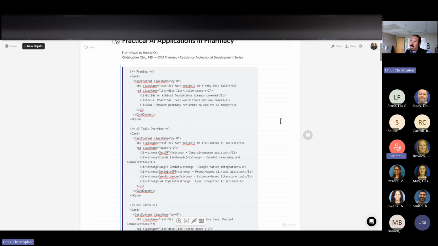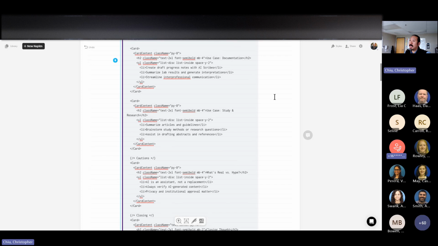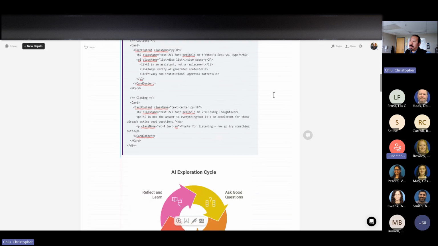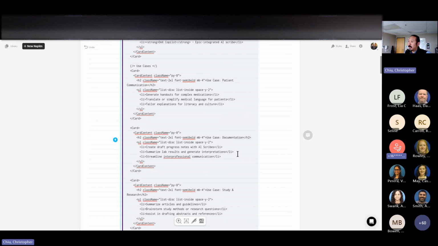I generated a copy of my entire discussion, basically a lot of the bullet points of the previous version of my slides, which didn't have any images on, and it generated into here, and you can sort of see here. So this is the slide on, let's pick a good one. Say this is my slide on documentation and use case: how you can create draft notes with AI, summarize lab results, and streamline interprofessional communication. Those are my 3 bullet points.